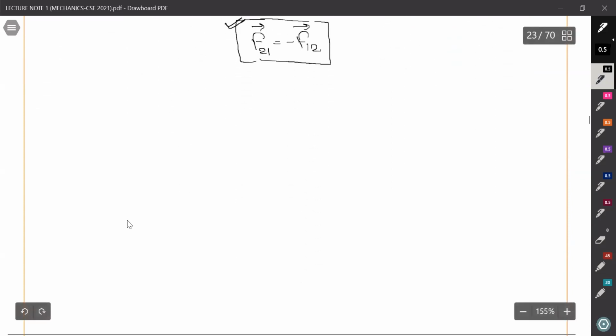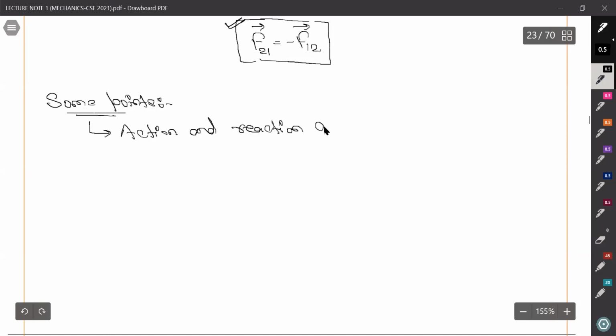Okay. So there are some points worth noting about this third law. Most of you already know this, but also, action and reaction act on two different bodies. Right? Action and reaction act on two different bodies. It cannot apply on a single body.